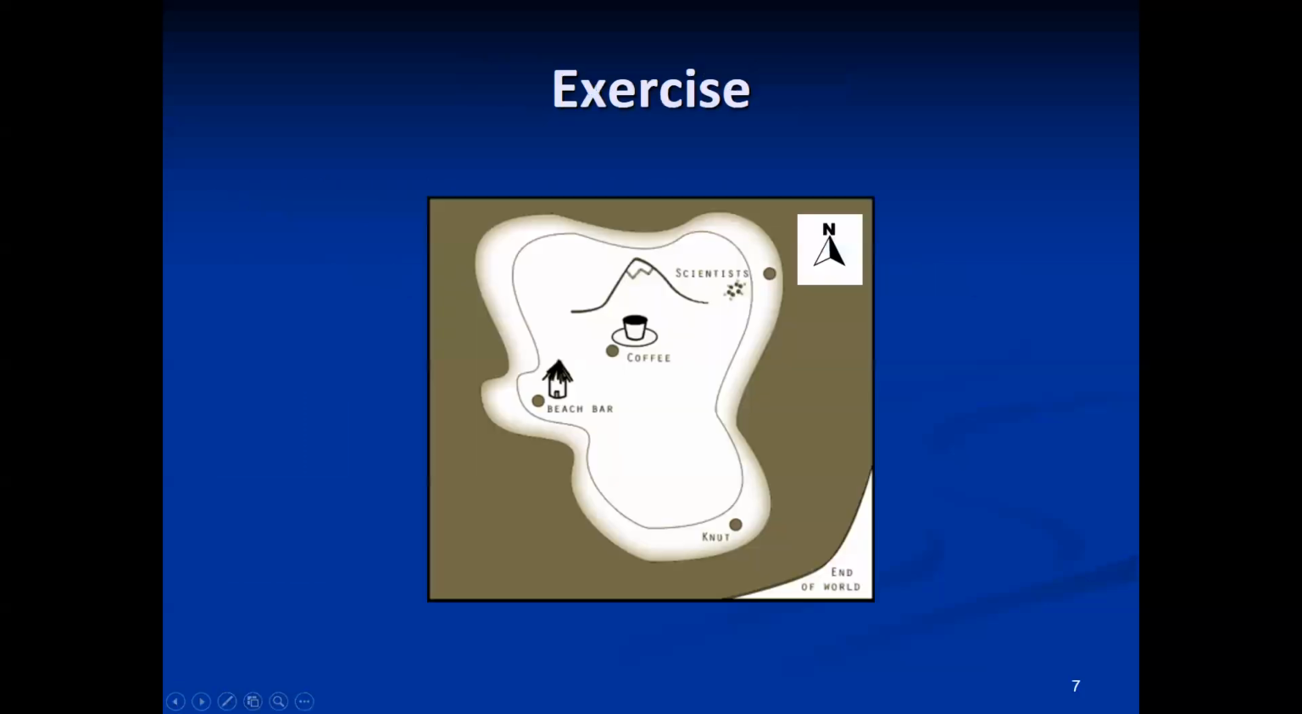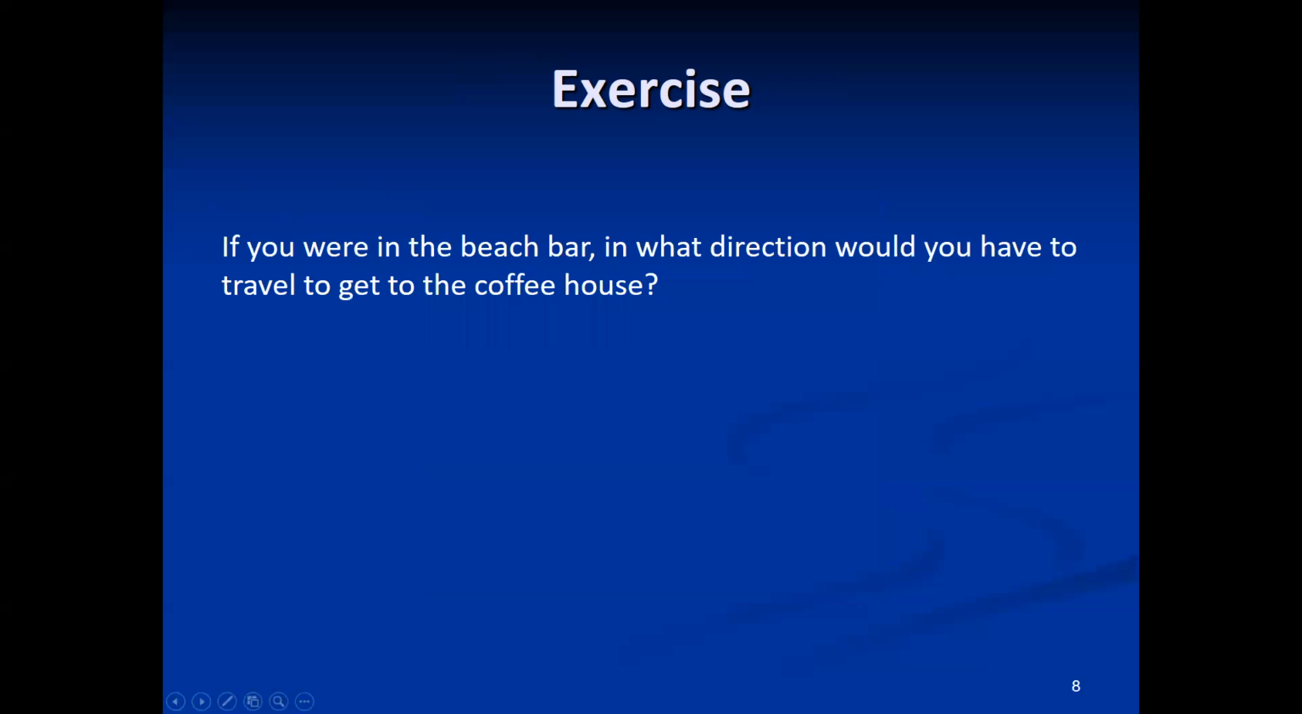For example, look at this map. Now try and answer the question. By conjuring up a mental image of the map, you can answer the question correctly. You would have to travel northeast to get from the beach bar to the coffee house.